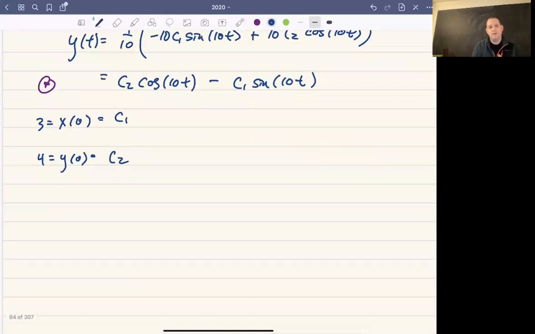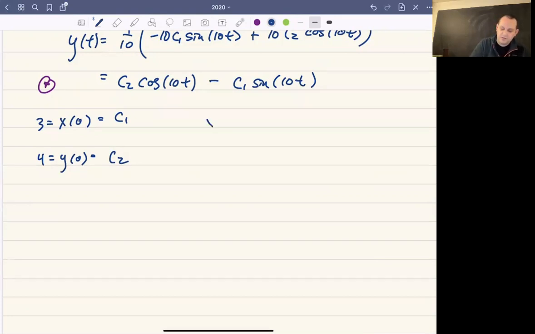Normally, or at least typically, if you were to have x of t and y of t, you would have two constants each, and you might have to solve another system of equations, like an algebra system of equations, to get c1 and c2. Okay, so you might have two equations, two unknowns. You'd have to solve that for c1 and c2. In this case, everything worked out nicely because sine of 0 is 0, so those terms just cancel.